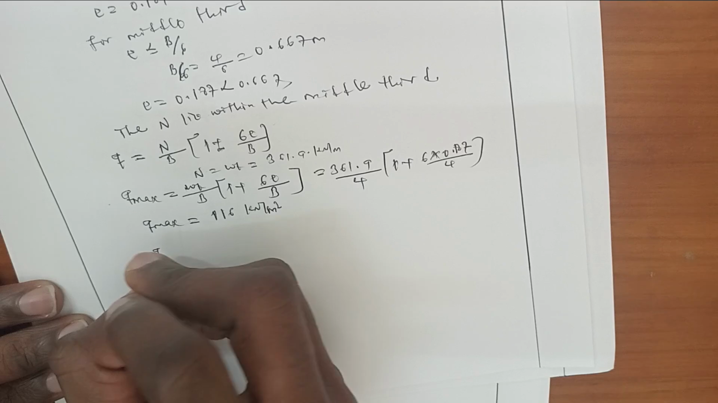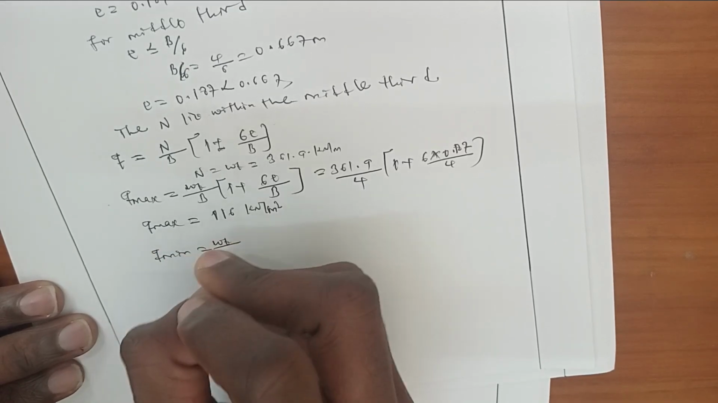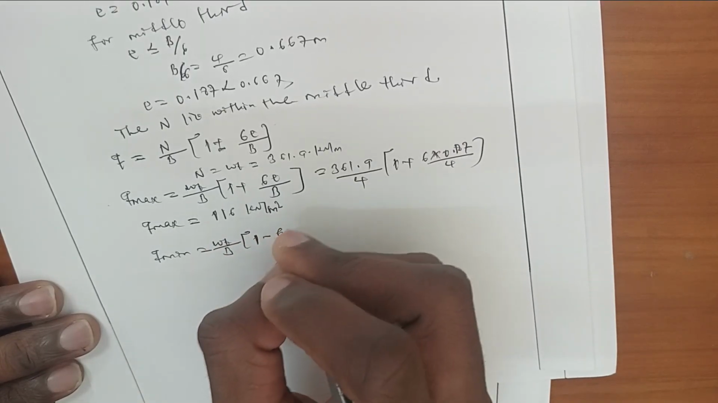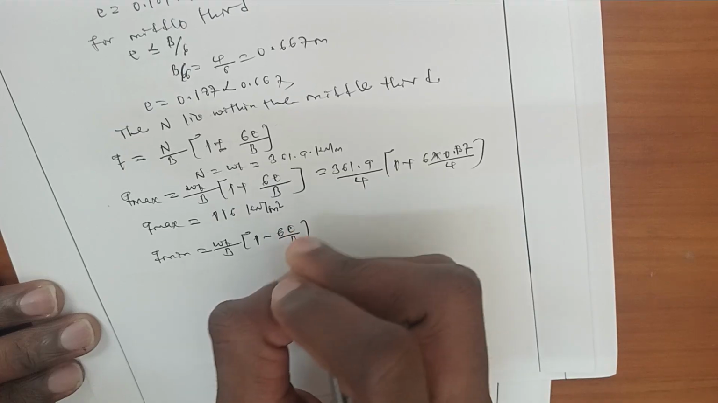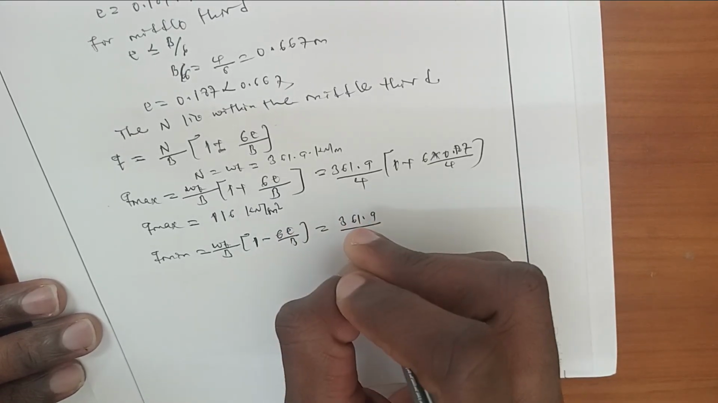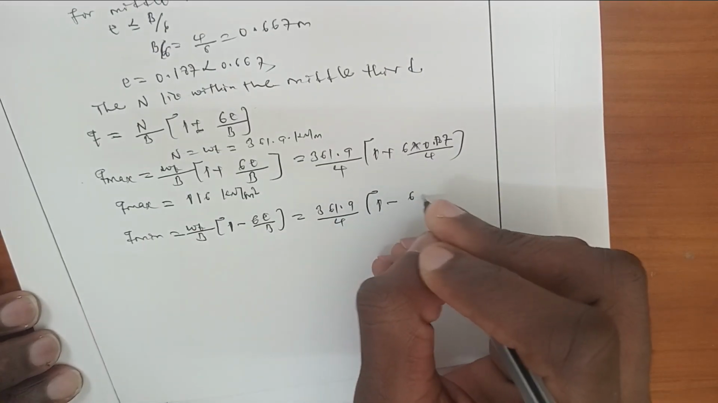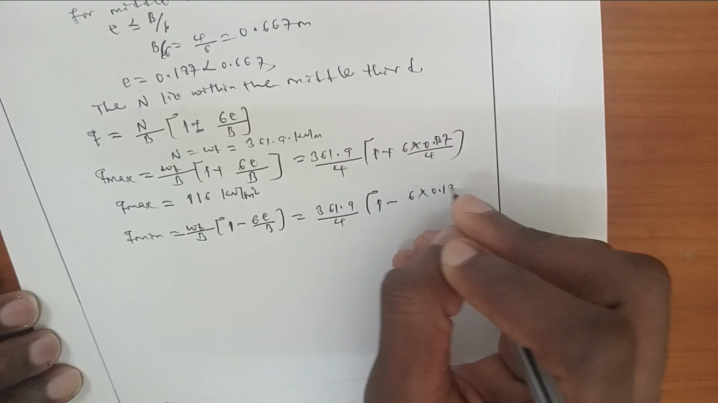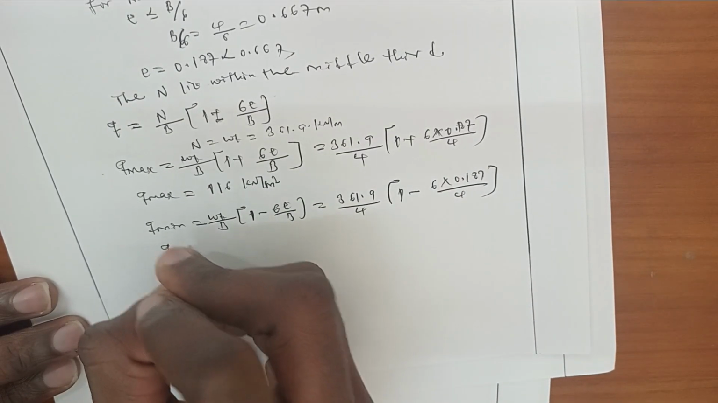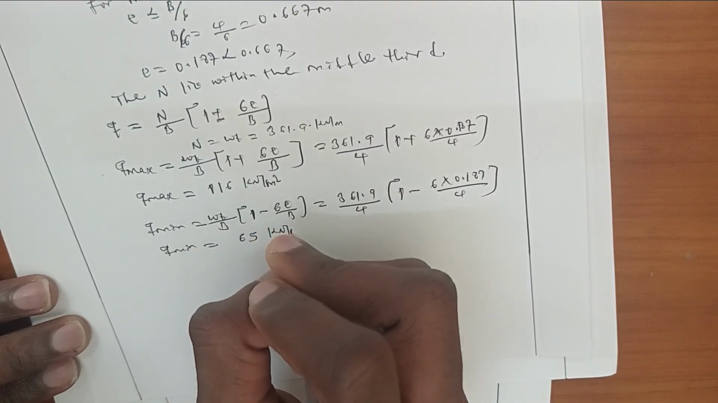Now, the minimum pressure will be equal to total weight over base times 1 minus 6 times eccentricity divided by base. It will be equal to 61.9 over 4 times 1 minus 6 times 0.187 divided by 4. The minimum pressure will be equal to 65 kilonewton per meter square.